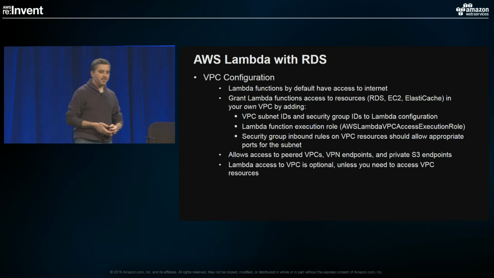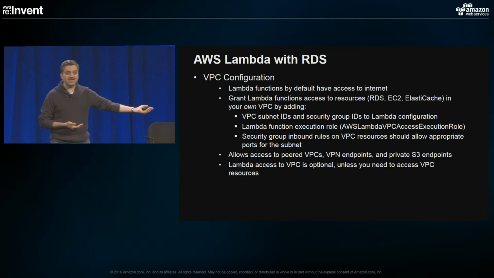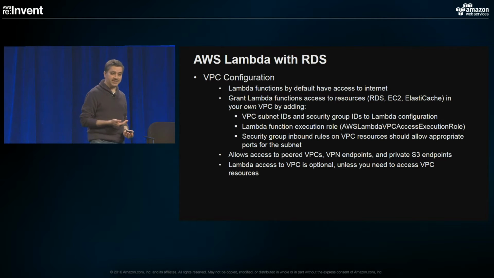By doing this, when you enable access for your Lambda to the VPC, it will also gain access to other peered VPCs that you already have in place, including VPN endpoints and your private S3 endpoints. That means it can easily take advantage of the private S3 endpoints to be able to talk to S3 as well.